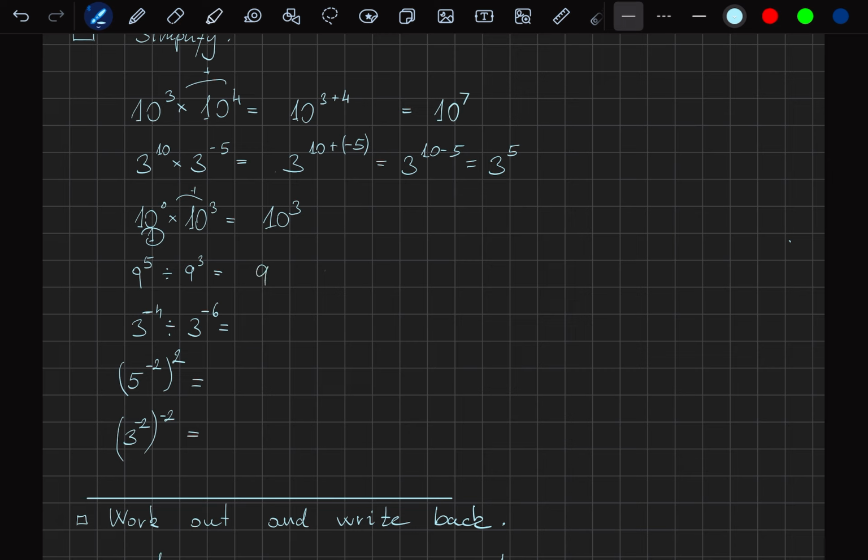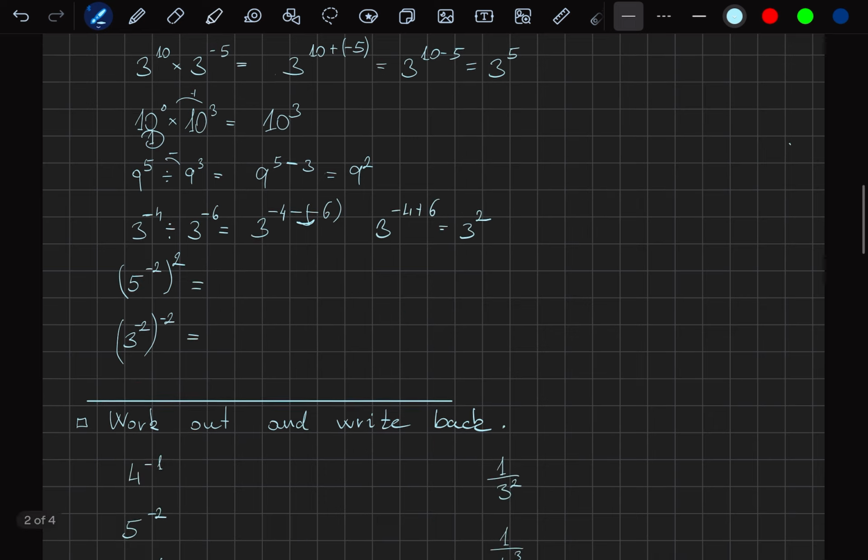If I divide two indices with the same base, then I take away the powers, 9 to the power 2. If I divide two indices with the same base, I will take away the powers. So don't forget this, we need to take away the minus 6 from the minus 4, and it will be plus because it's smiling. So it's 3 to the power minus 3 plus 6, 3 to the power 2.